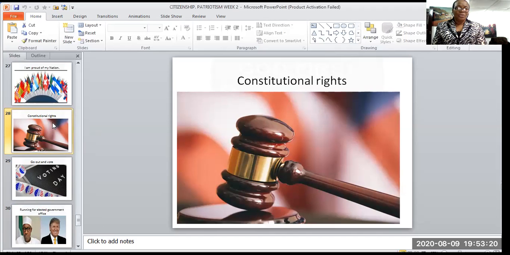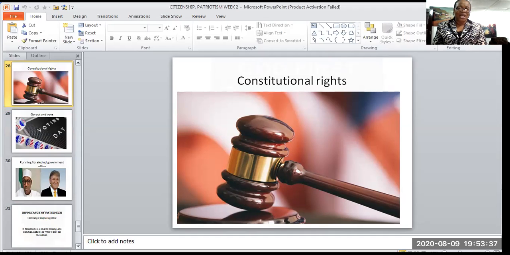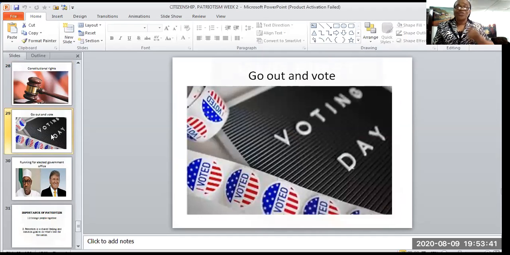We must be able to know our constitutional rights and walk within our rights. We must be able to know the rights of a citizen of this nation, and operate in our rights. Yes, it is an official patriotism. On a voting day, you go out and vote. Are we together? Go out and vote.